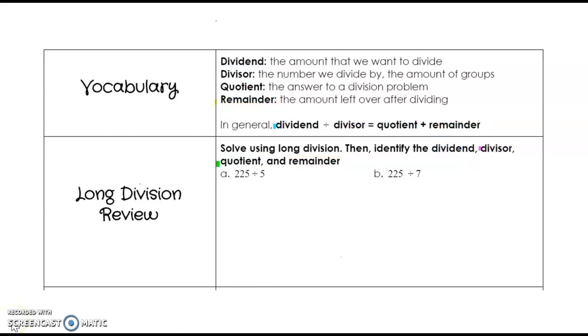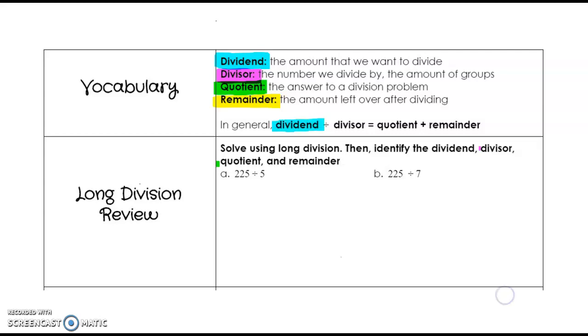All right, so today we are starting into chapter 4.3, dividing polynomials, and this is day 1. I just quickly wanted to go over some vocab. Dividend: this is the amount we want to divide. Divisor: this is the number we divide by, or the amount of groups. The quotient: this is the answer to a division problem. And the remainder: this is the amount left over after dividing, or the amount remaining.